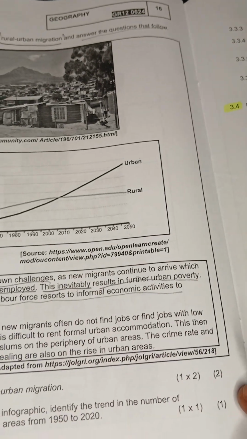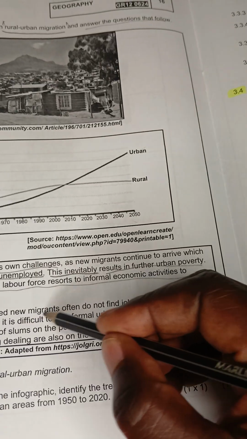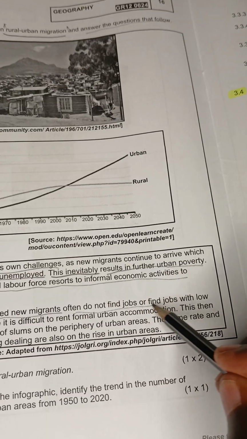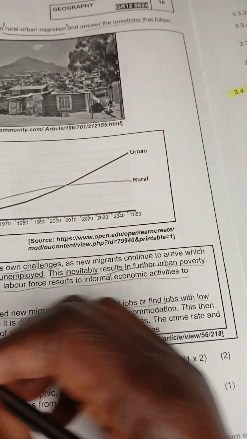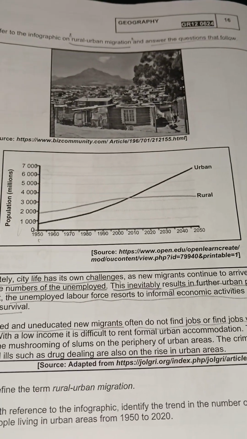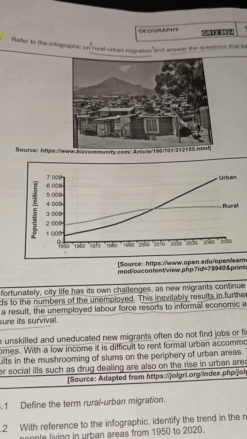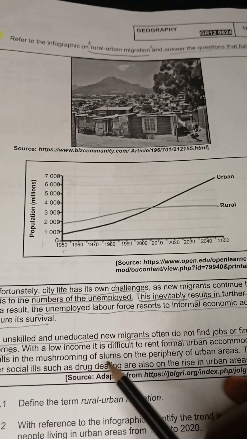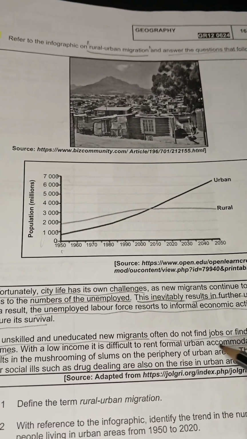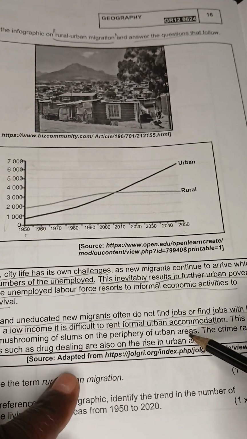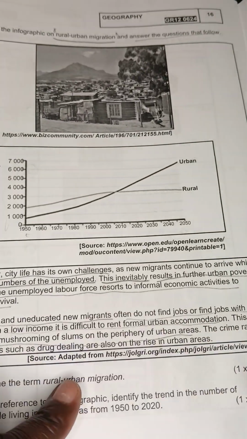"The unskilled and uneducated immigrants often do not find jobs, or if they do, they find jobs with low incomes." Which means if they find jobs, they do not get jobs that are remunerated well; they have low salaries or low wages. "With low income, it is difficult to rent accommodation in the urban areas. This then results in the mushrooming of slums in the periphery of the urban areas."